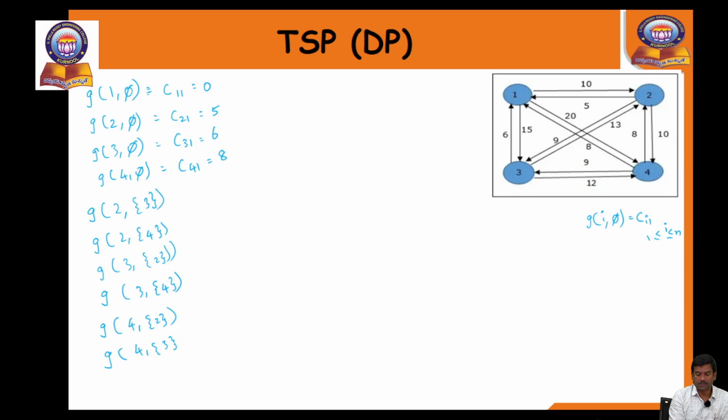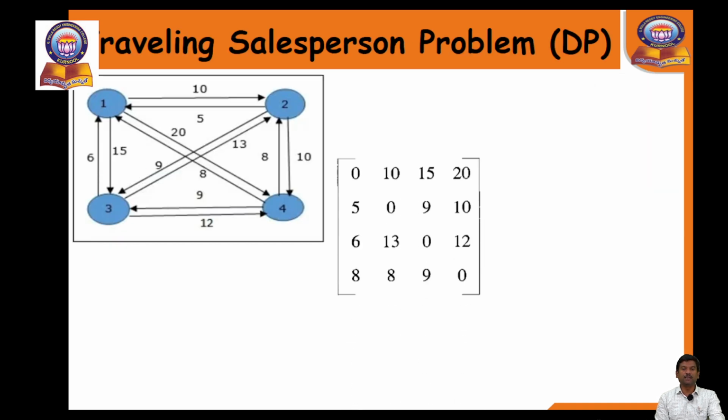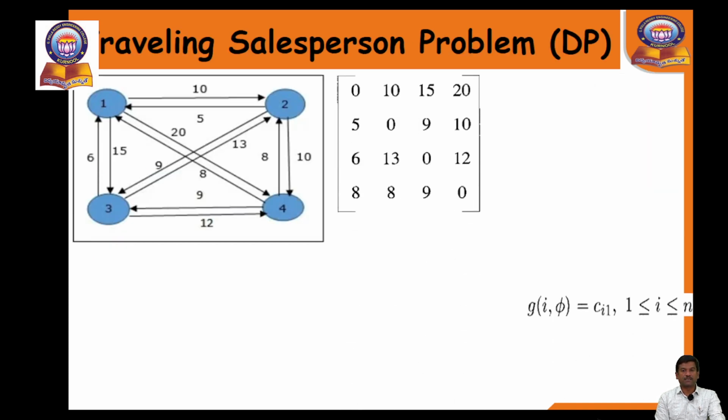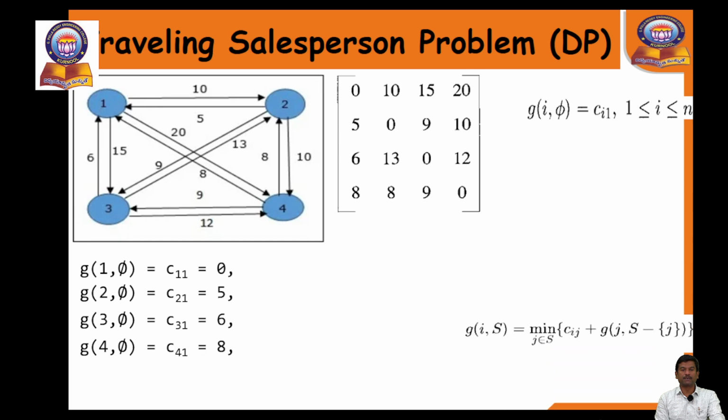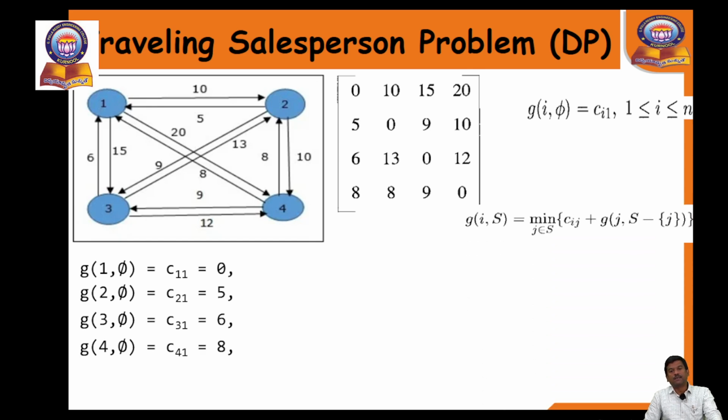And so in the next stage you will be finding the values of these paths. In the same fashion, how to find g(2, {3}): the cost adjacency matrix is provided, and then you will be finding g(1, null), g(2, null), g(3, null), and so on.